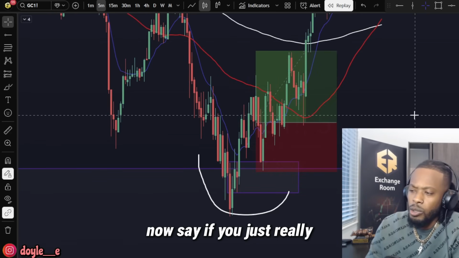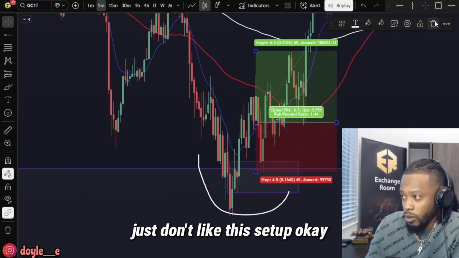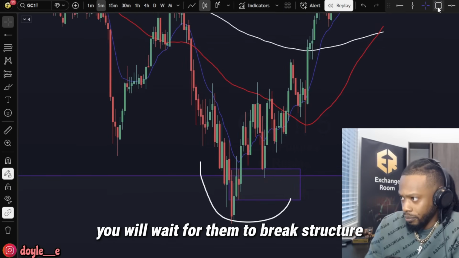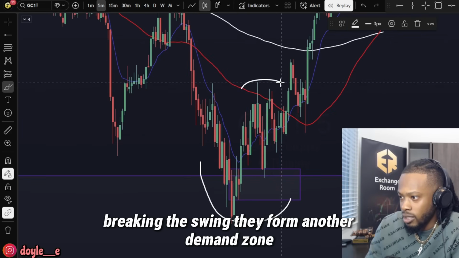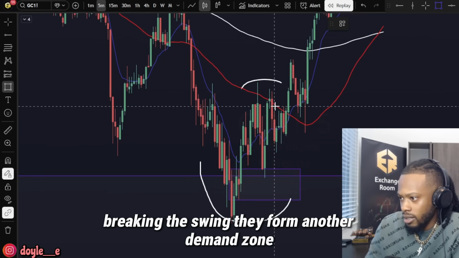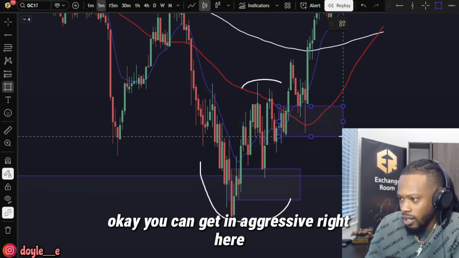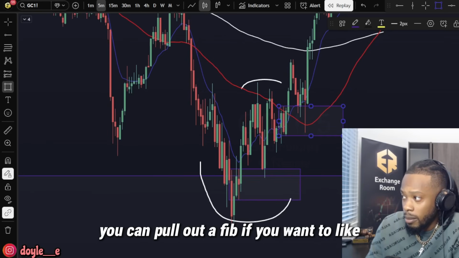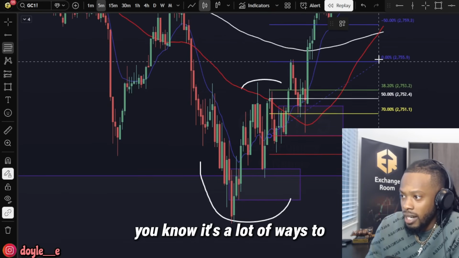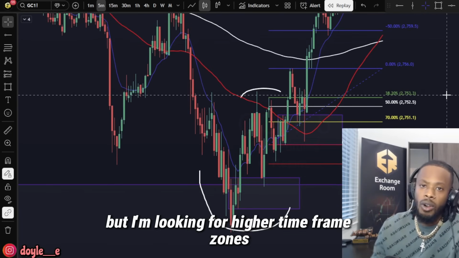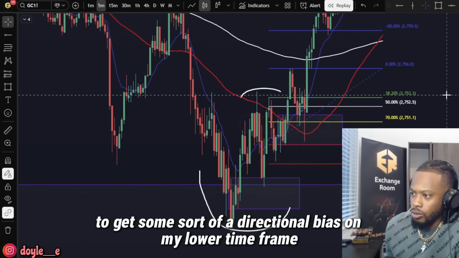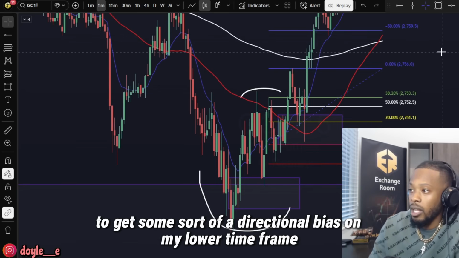Now, say you just don't like this setup, you will wait for them to break structure. Once they break structure, breaking this swing, they form another demand zone. You can get in aggressive right here. You can pull out a fib if you want to. There are a lot of ways to get into this trade, but I'm looking for higher time frame zones to get some sort of directional bias on my lower time frame.